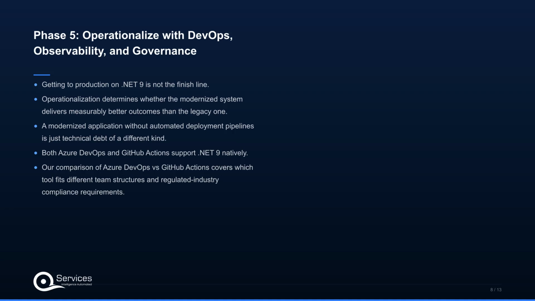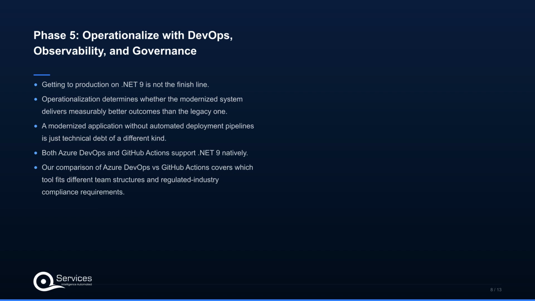Let's talk about now, Phase 5, operationalize with DevOps, observability, and governance. Getting to production on .NET 9 is not the finish line. Operationalization determines whether the modernized system delivers measurably better outcomes than the legacy one. A modernized application without automated deployment pipelines is just technical debt of a different kind.